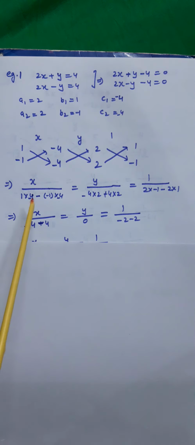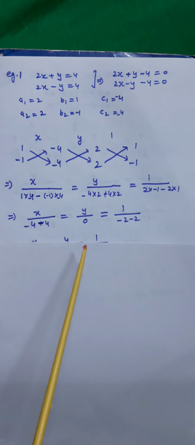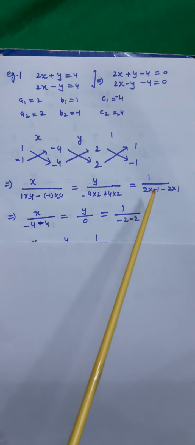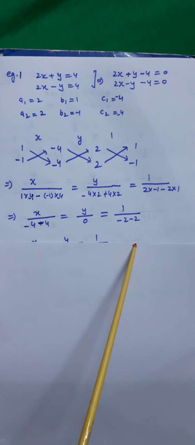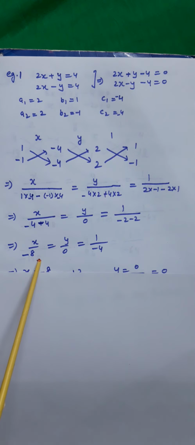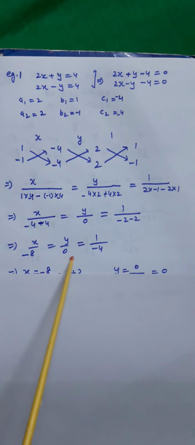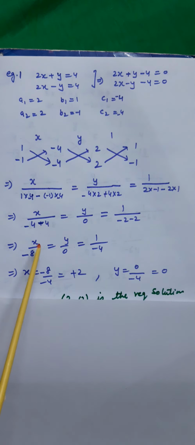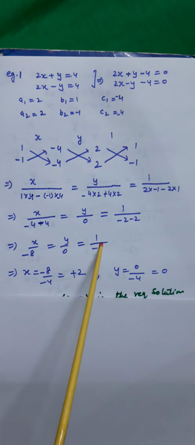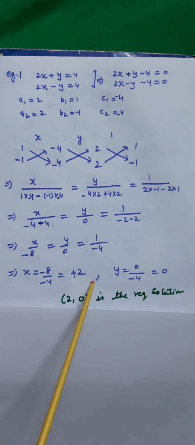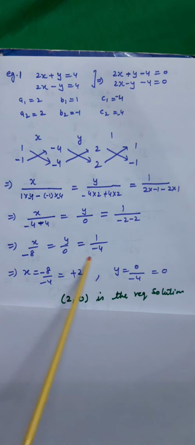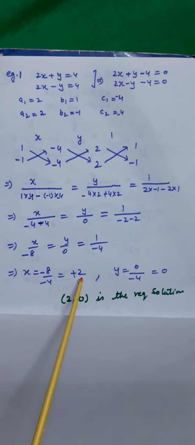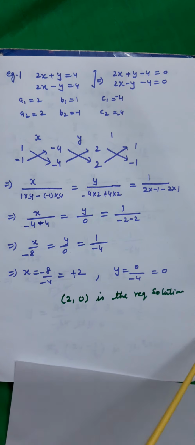Solving it further, we get x upon minus 4 minus 4 is equal to y upon 0 is equal to 1 upon minus 2 minus 2, which implies x upon minus 8 is equal to y upon 0 is equal to 1 upon minus 4. Further, it implies x is equal to minus 8 upon 4. I have taken first and third part. So this gives me x is equal to 2 and y will be equal to 0 upon minus 4, which implies that y is equal to 0. Hence 2 comma 0 is the required solution.